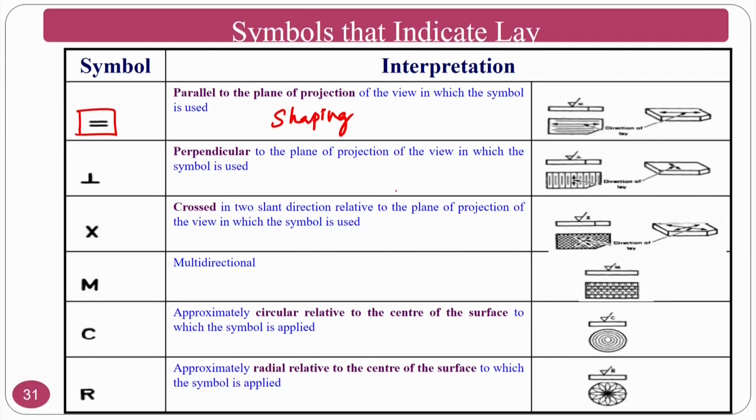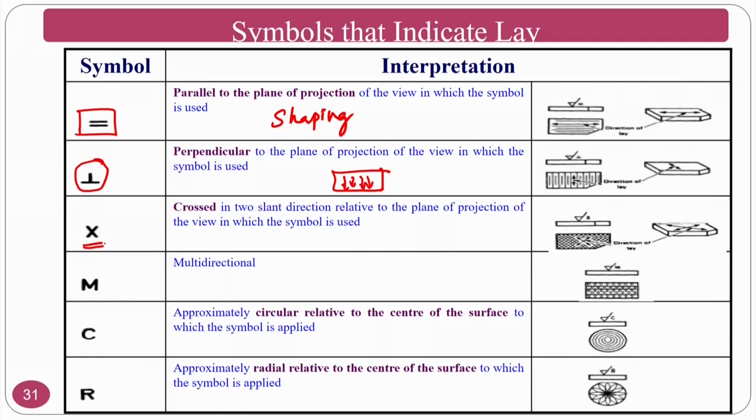Perpendicular to the plane projection, this symbol shows perpendicular to the plane projection. Okay. If my surface is there and I am doing like this. Okay. So, this is the perpendicular surface, and crossed, this shows the crossed one.